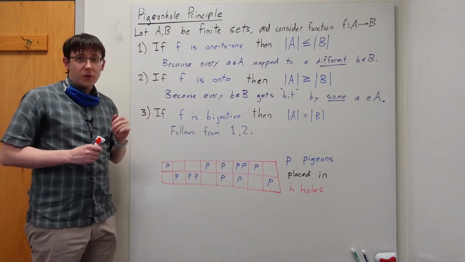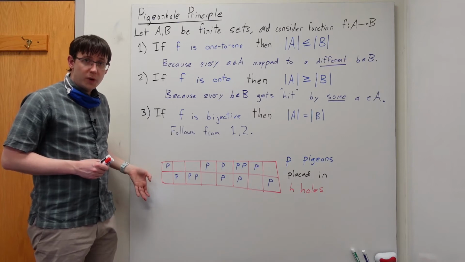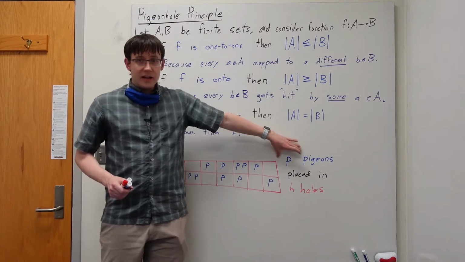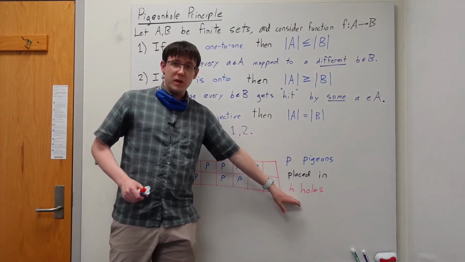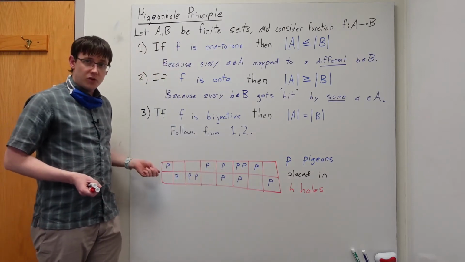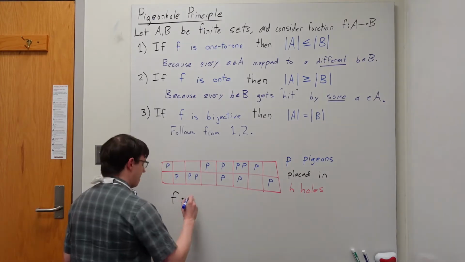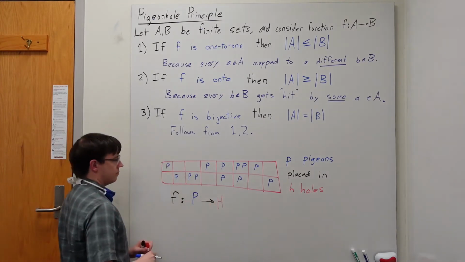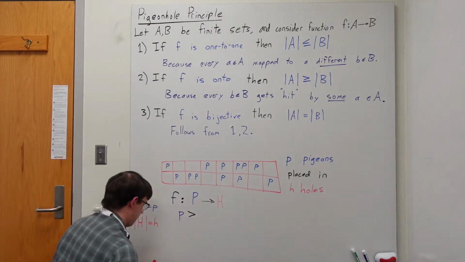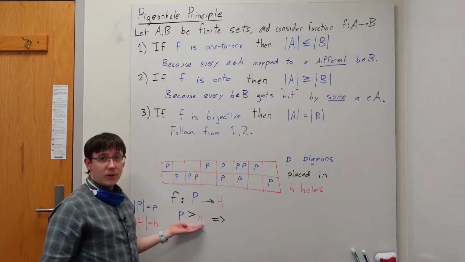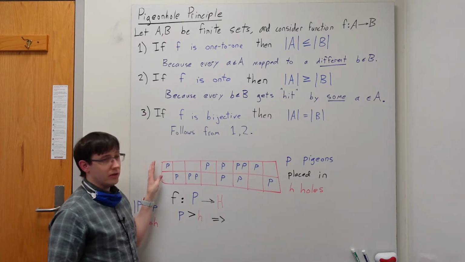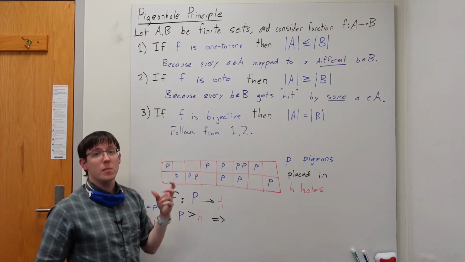The name for this principle comes from the idea of a pigeon coop, where some number of pigeons live in some number of holes. And so if we have p pigeons being placed in h holes, then we can think of the function that maps pigeons to holes. If there are more pigeons than holes, then it must be the case that some hole contains multiple pigeons.